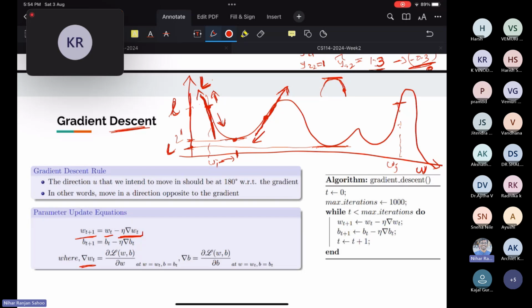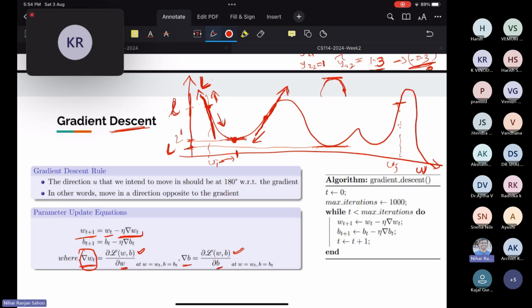Del L by del w. At the t-th timestamp, whatever w value was there, with a small change in that w value, how much is L changing? That is being represented by delta w_t. And if you have a bias term, correspondingly we can understand, with a small change in bias, how the loss value is changing. That is being represented by del b.